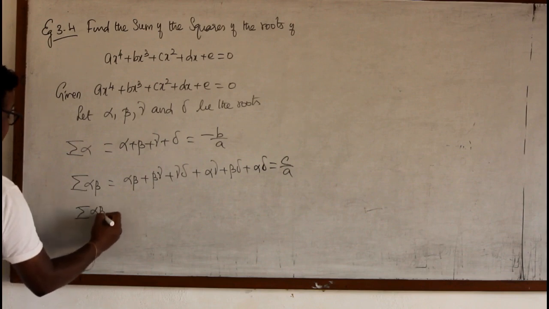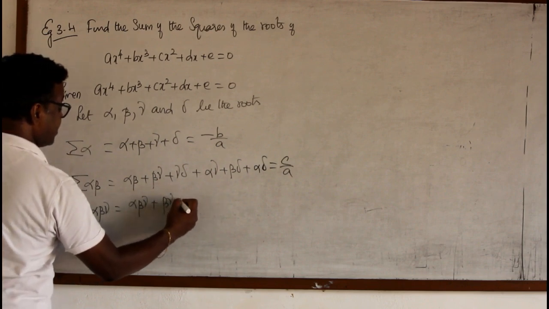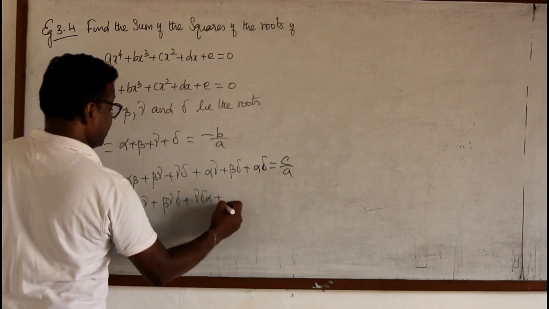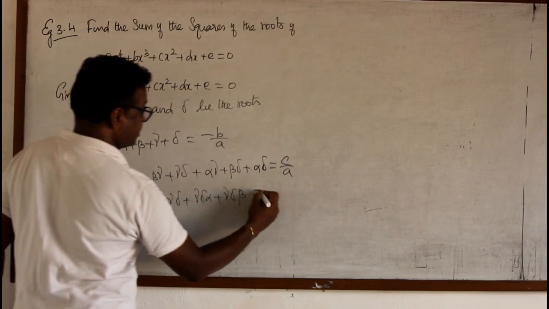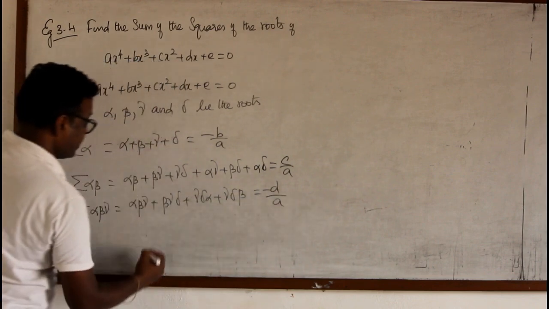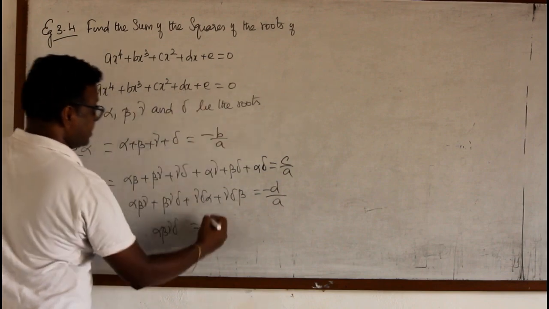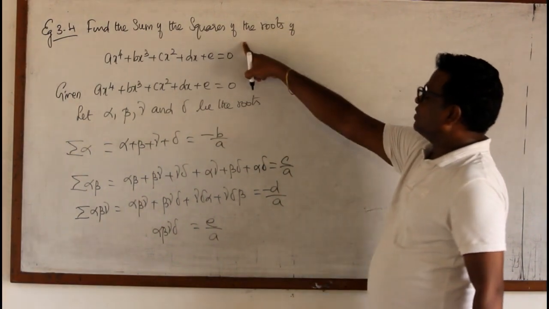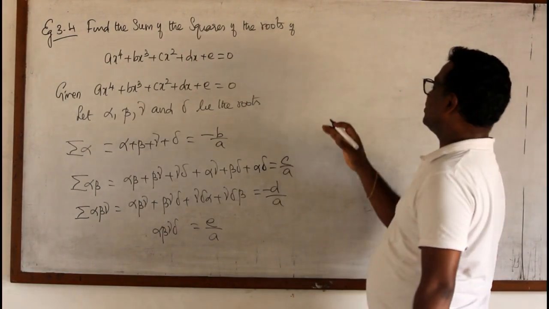Then if I take the sum of the product of 3 roots, it is alpha beta gamma, beta gamma delta, gamma delta alpha, and alpha beta delta. We must have 4 terms. That is minus d by a. Then we have only the product of 4 roots, alpha beta gamma delta, that is e by a. Now they are asking us to find the sum of the squares of the 4 roots, means alpha square plus beta square plus gamma square plus delta square we have to find out.